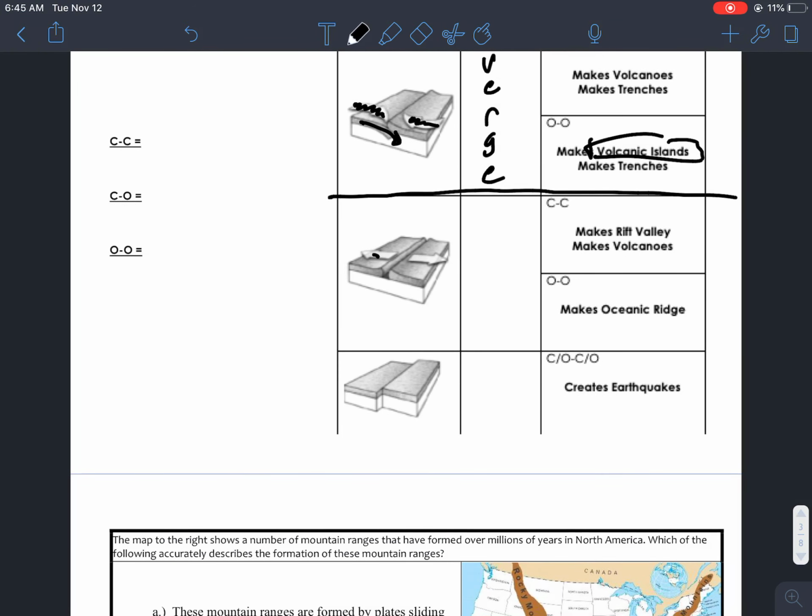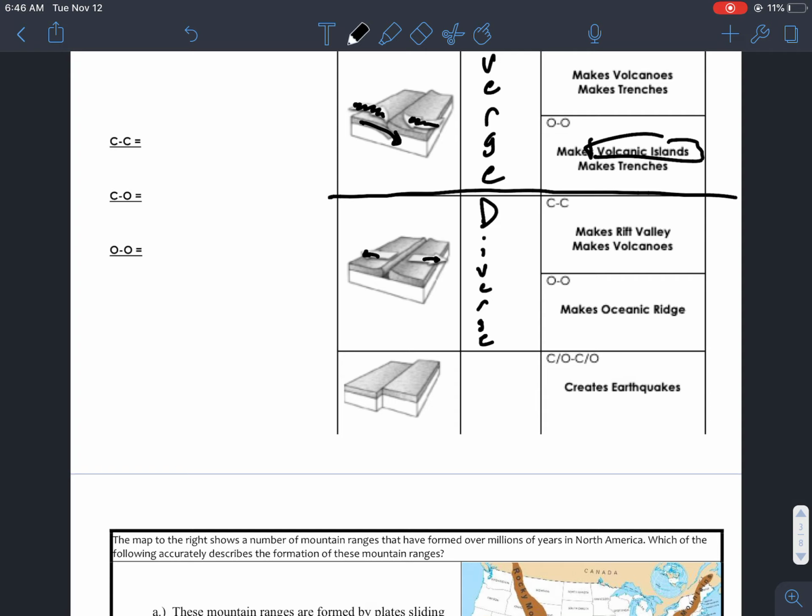Now we see these arrows moving not towards, but away from each other. You guessed it, that is a divergent boundary. I'm going to write diverge. Divergent boundaries, remember, mean they divide apart. Divergent means divide apart.